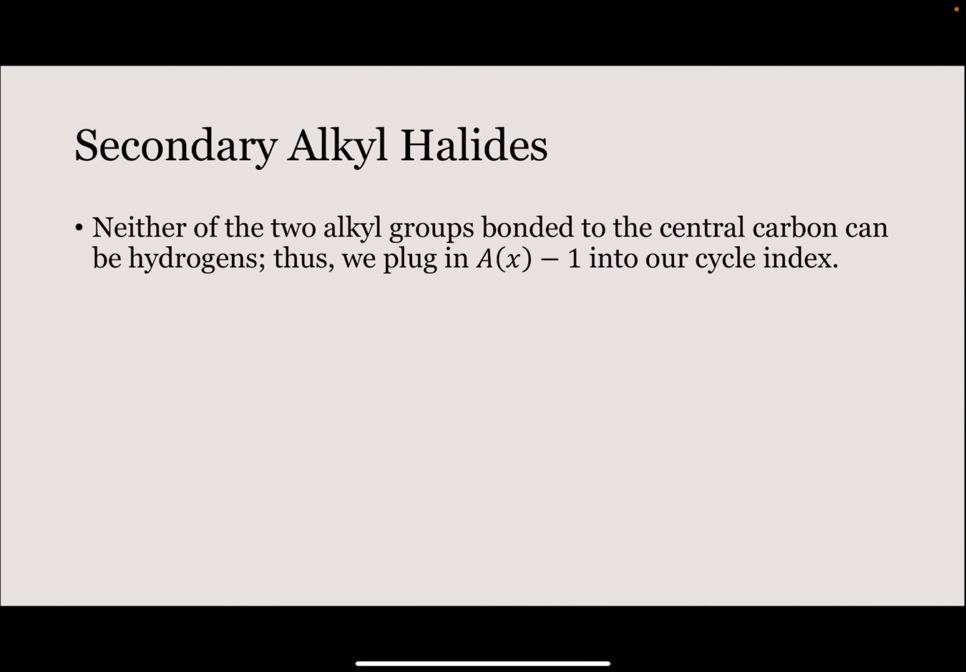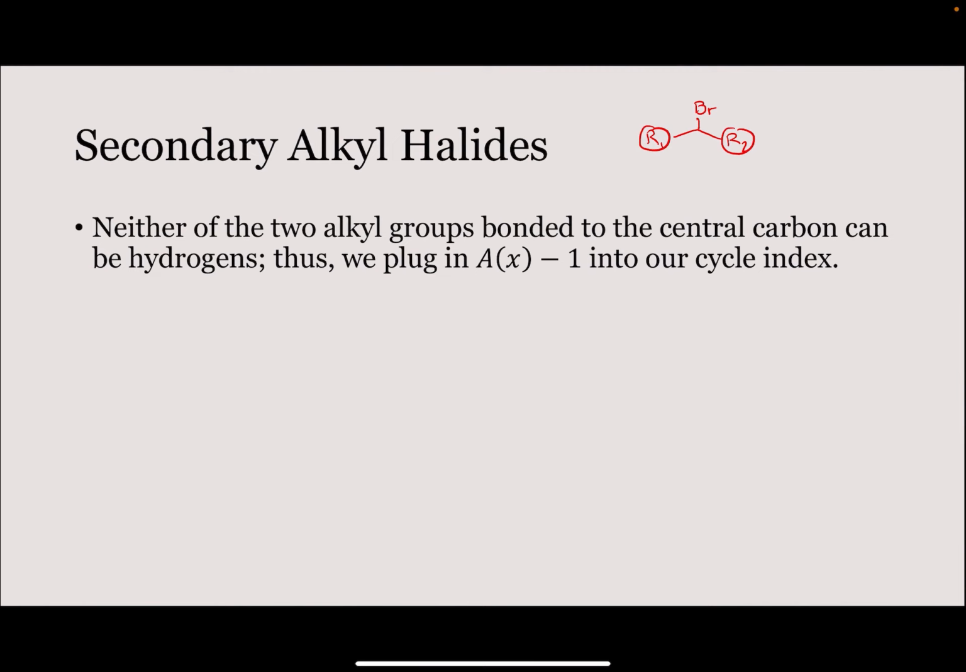Okay, now first we're going to notice that because these alkyl groups here are bonded to the central carbon atom, none of them can just be hydrogens, right? Otherwise that would overlap with the primary case. So we're going to plug A(x) minus 1 into our cycle index. If you're having a hard time seeing that, let's take a look at why. Let's say this is R1 over here, and this is R2 over here, this is our bromine over there. Notice that neither of these two guys are allowed to be hydrogens.